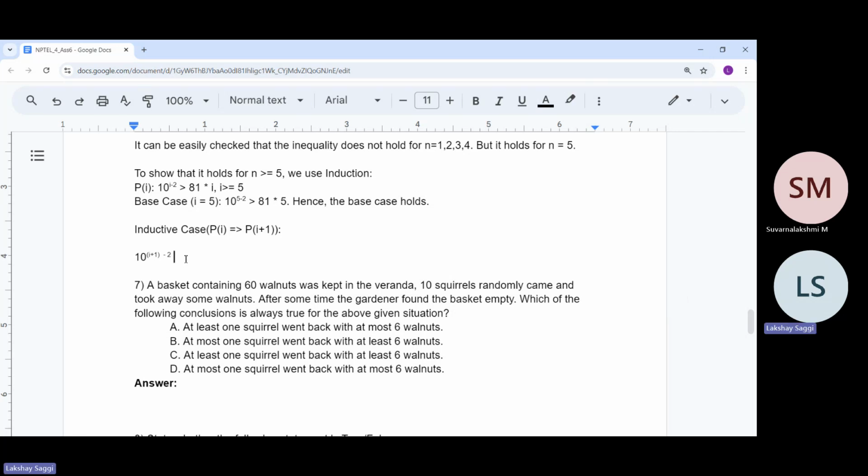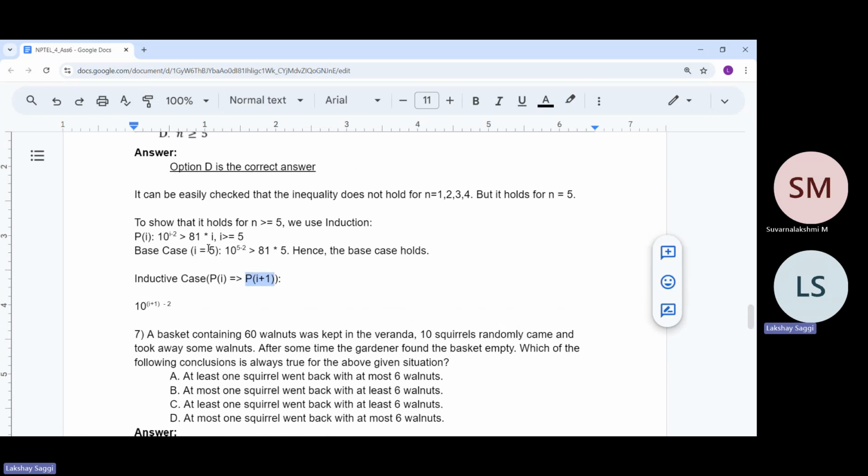What we need to prove was P(i+1). We know that P(i) is true. We need to prove P(i+1). So when we use P(i+1), the LHS will be 10 raised to the power i plus 1 minus 2. And we need to show that this is greater than 81 times i plus 1. We can't assume that it is greater, we need to show it. So what will be the LHS? First of all, when we try to prove for i plus 1, it will be 10 raised to the power i plus 1 minus 2. And this can be written as nothing but 10 times.